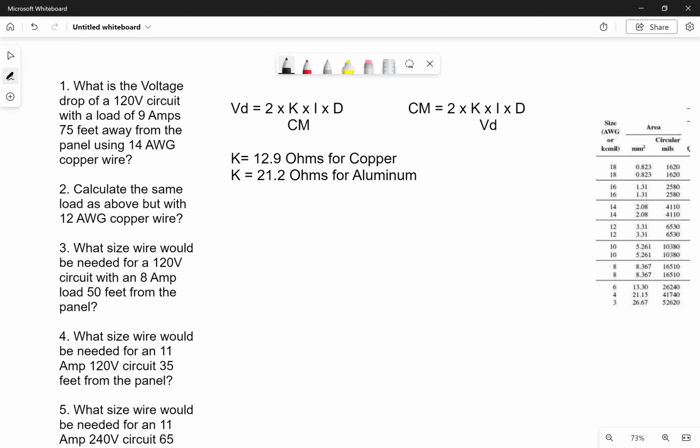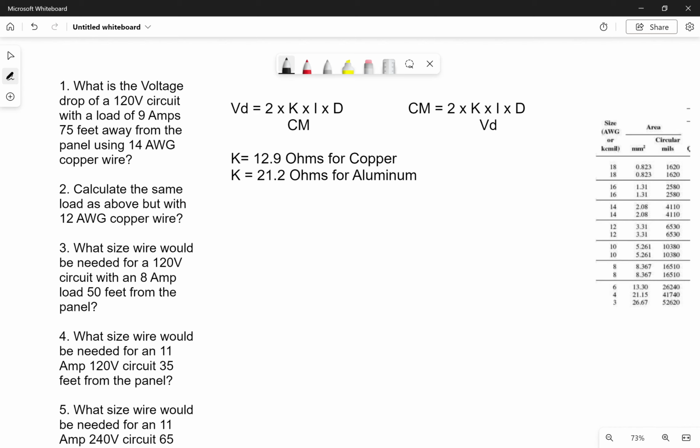Okay, so I had a few students that were asking for a few extra voltage drop problems to practice on before they took the exam. And so I put together a few of these. We'll work them together so you can look at the problem, pause it, work the problem on your own, and then you'll be able to hit play and see how we work it together.